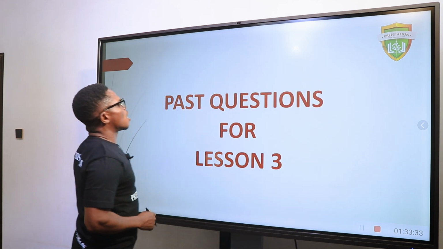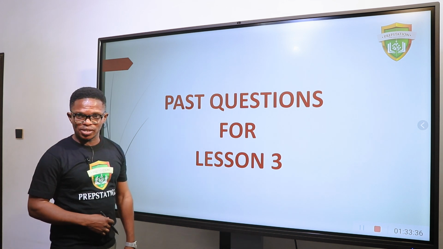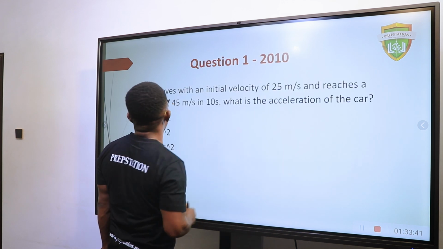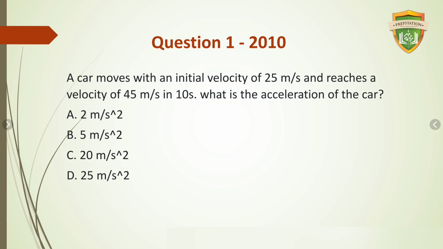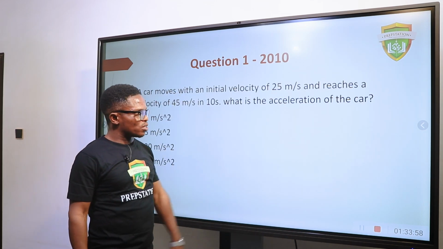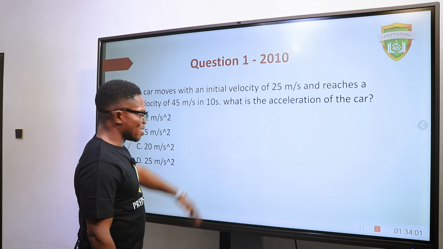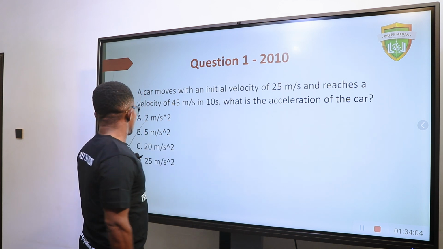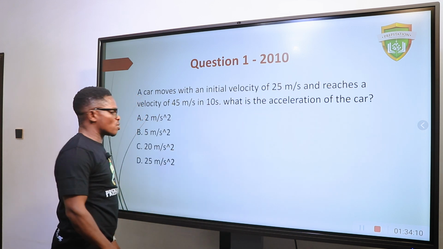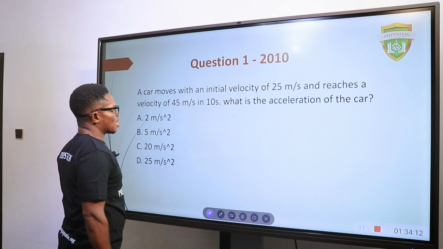All right. Good. So let's attempt some questions, just to be sure that we have learned something. Question 1. A car moves with an initial velocity of 25 meters per second and reaches a velocity of 45 meters per second in 10 seconds. What is the acceleration of the car? Let me write the 4 equations of motion to see how to make a choice. How do we choose from the 4? Now, how to determine which equation to use is to look at the parameters given in the question. So we're going to look at these parameters and then find out.